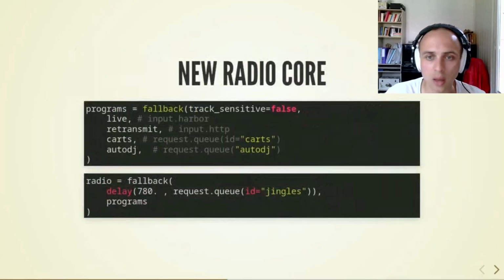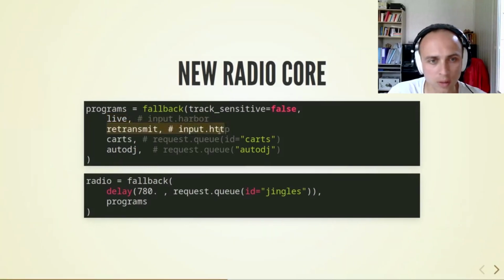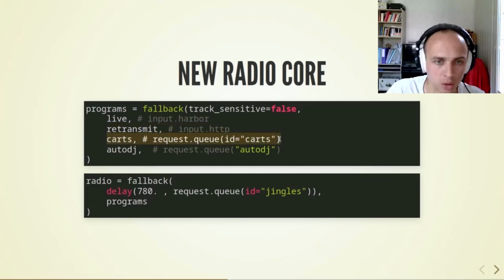And the radio core is very similar to what was behind ShowerGel. We still have a track insensitive priority list, so we still give the top priority to the live shows streamed from the harbor, or maybe relaying from another stream, or maybe, so I renamed this cards, that's the pre-recorded shows. So you just have to push something, and now this is a queue.